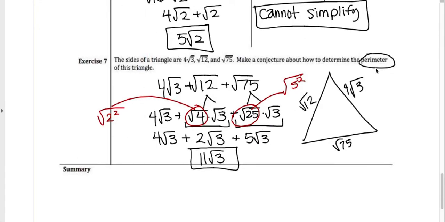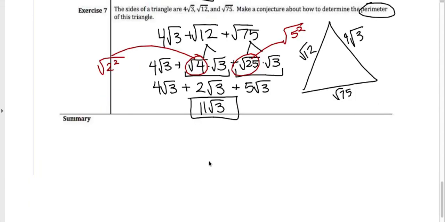And the last one is another perimeter problem. So if I have these 3 sides as a perimeter, we can try to add them up. They're not common radicals, so we'd factor them out. Take whatever square roots we could. So square root of 4 is 2, square root of 25 is 5. We've got a bunch of root 3's left over. So 4 root 3's plus 2 more plus 5 more leaves me with 11.